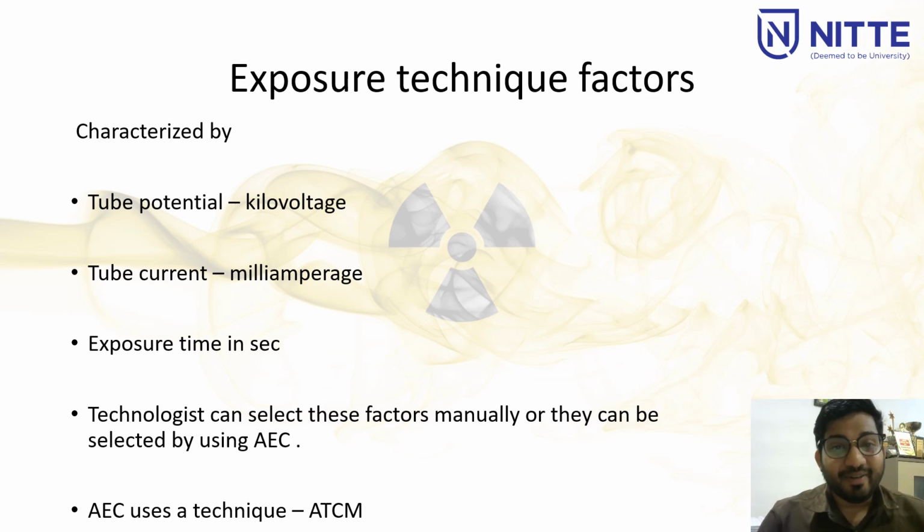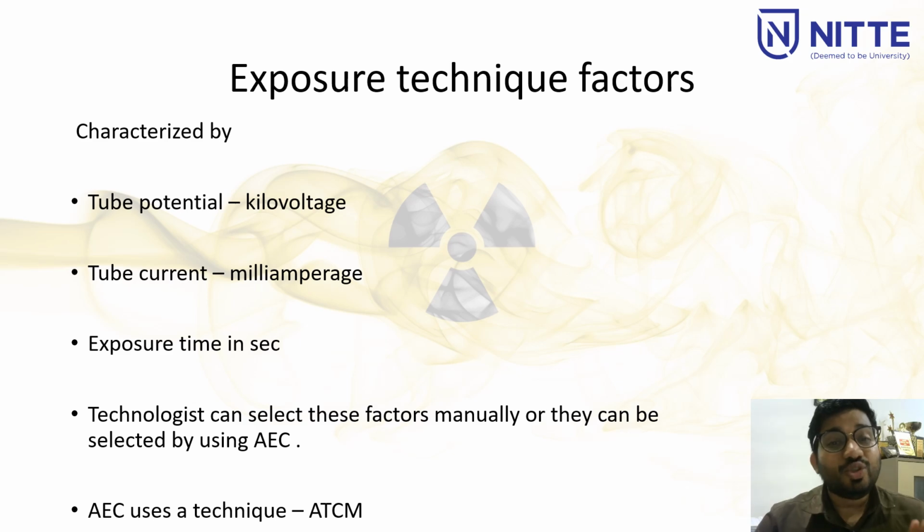First one is kVp. What is kVp? Tube potential. The tube potential is the voltage applied across the X-ray tube between the cathode and anode. It is measured in kilovoltage. What does the tube voltage control? It controls the energy, the penetrating power of the X-ray photon, the quality of the X-ray beam, and the ability of X-ray to pass through the body tissue. So these three things are controlled by the kVp, tube potential.